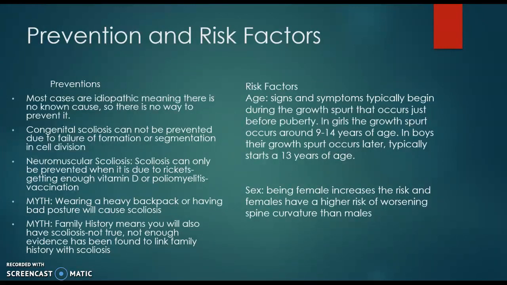Preventions and risk factors. Most cases are idiopathic, meaning there's no known cause, so there's no way to prevent it. Congenital scoliosis cannot be prevented due to failure of formation or segmentation in cell division. Neuromuscular scoliosis can only be prevented when it's due to rickets. Getting enough vitamin D can stop this, or poliomyelitis, and getting a vaccination can help stop this.